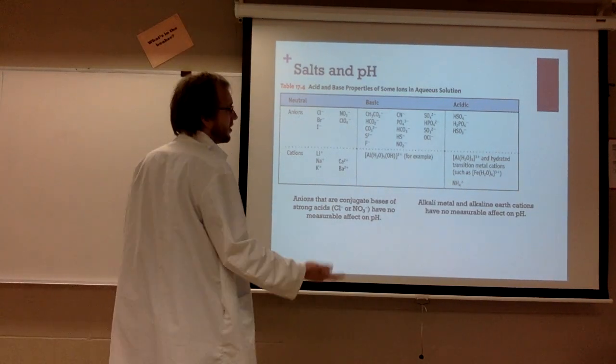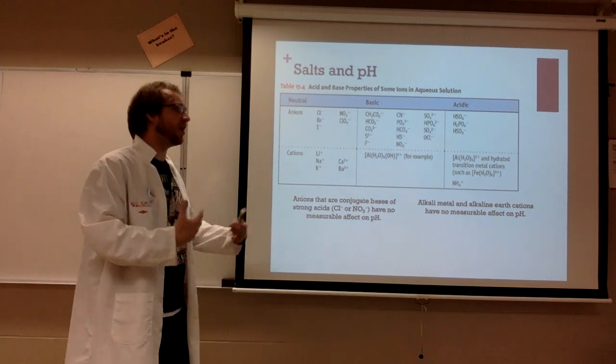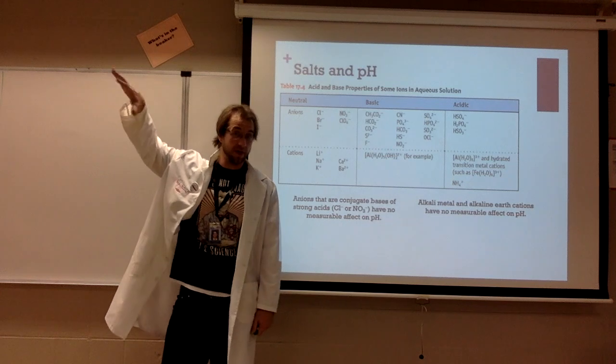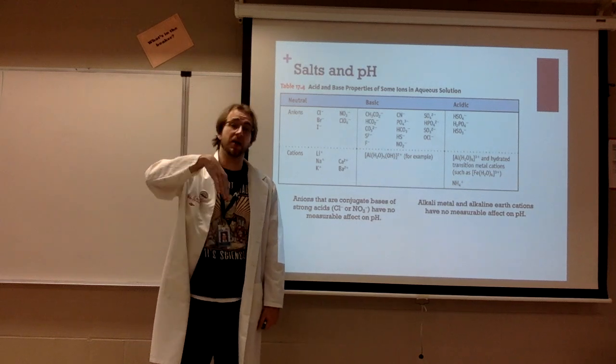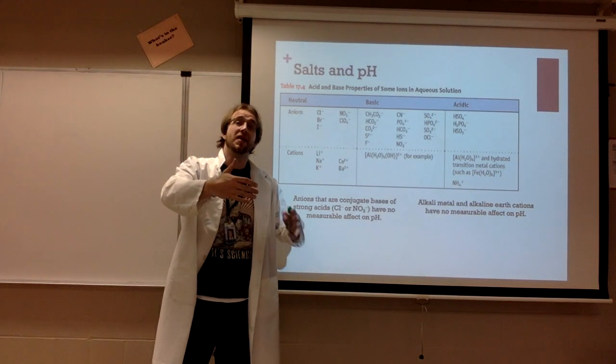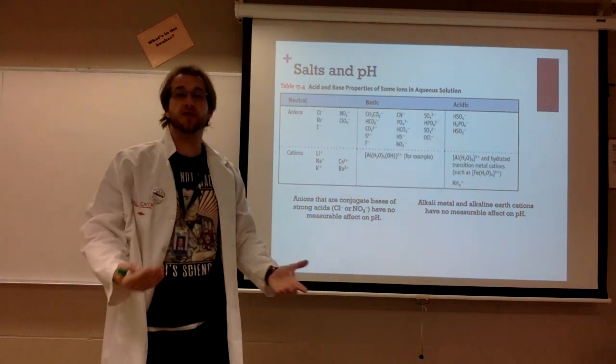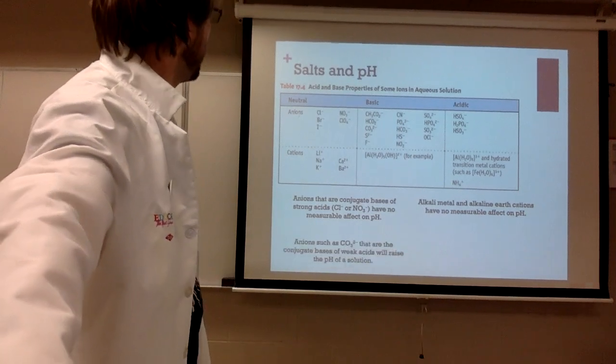Alkali metals and alkaline earth metals, their cations also have no measurable effect. And this makes sense. This goes back to our strong bases, group 1 and calcium, strontium, barium. Those are strong bases. That means their conjugates, just the cations, are relatively weak. They don't want to react.